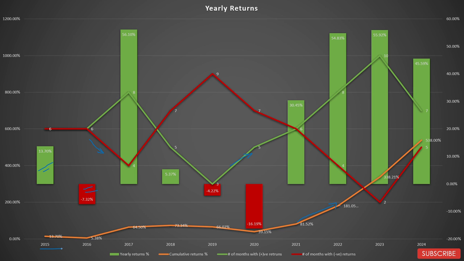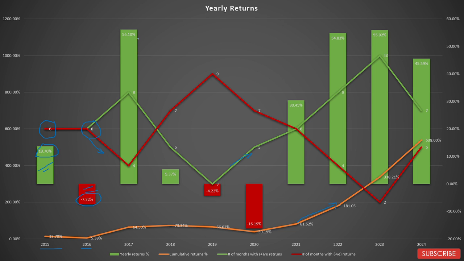So let's start with 2015. 2015 was a decent year for the sector. This sector gave returns of 13.70% in that year, with 6 positive and 6 negative months. So basically, 6 months gave positive returns in 2015 and 6 months gave negative returns. 2016 was a bad year for the sector, and this sector gave negative returns of minus 7.32%. And again, 6 months gave positive returns, whereas 6 months gave negative returns in 2016 as well.